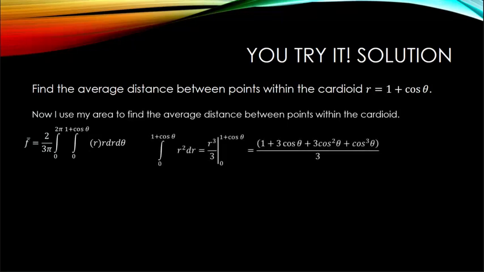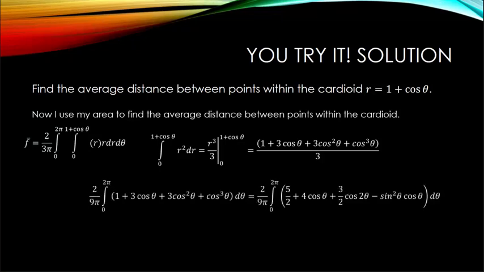I get the integral from 0 to 1 plus cosine theta of r squared dr, which gives me r cubed over 3 evaluated from 0 to 1 plus cosine theta. This becomes the quantity 1 plus 3 cosine theta plus 3 cosine squared theta plus cosine cubed theta all over 3. This becomes the integrand for my outer integral, and I factor the 1/3 out front. This gives me 2 over 9 pi times the integral from 0 to 2 pi of the quantity 1 plus 3 cosine theta plus 3 cosine squared theta plus cosine cubed theta d theta.